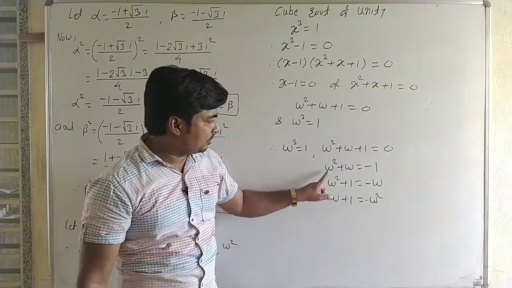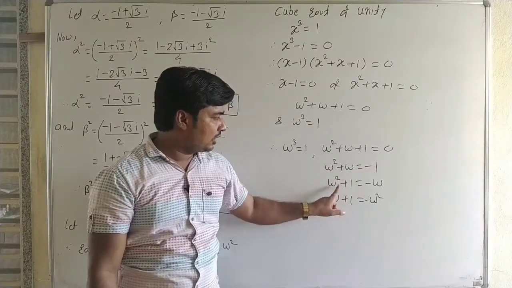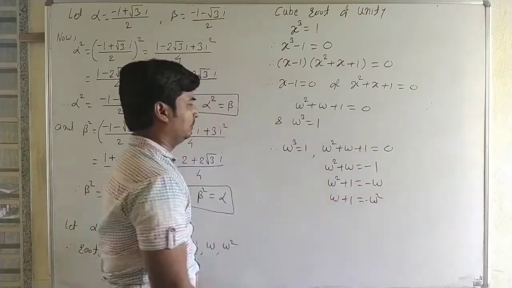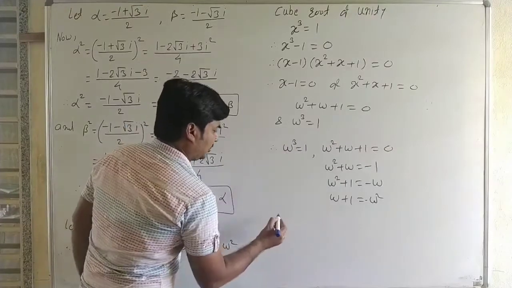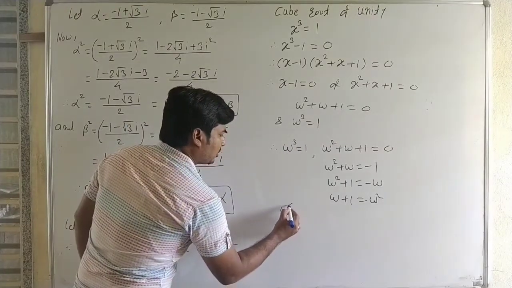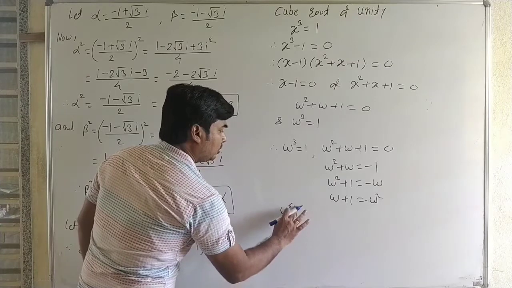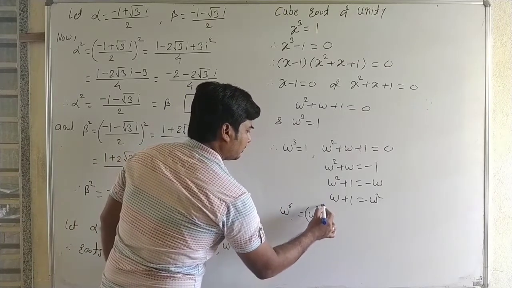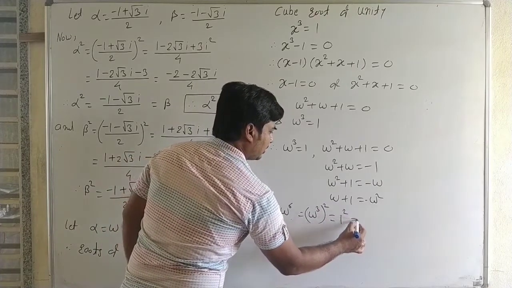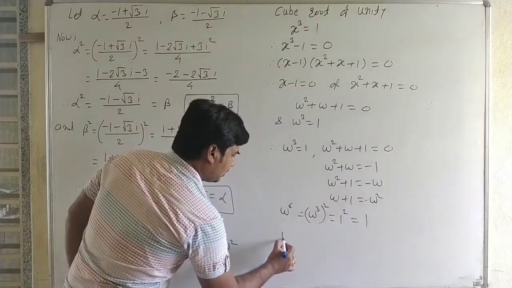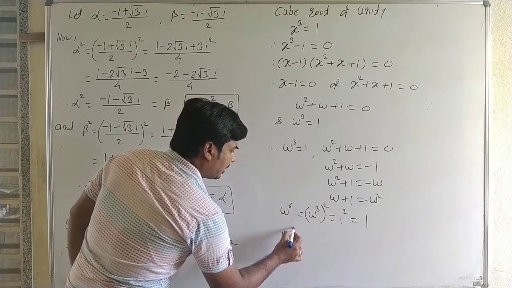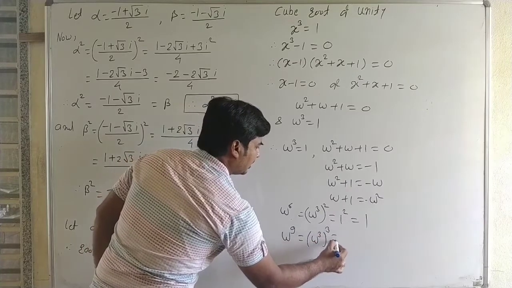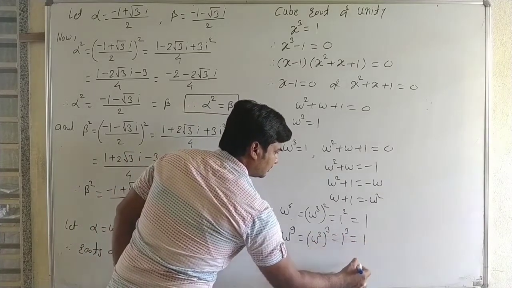Then omega square plus omega is equal to minus 1, omega square plus 1 is equal to minus omega, and omega plus 1 is equal to minus omega square. Now omega cube is equal to 1. Therefore we can write omega to the power 6 is equal to omega cube square, that is 1 square, it is 1. Then we get omega to the power 9, omega cube to the power 3, again 1 cube, again it is 1.